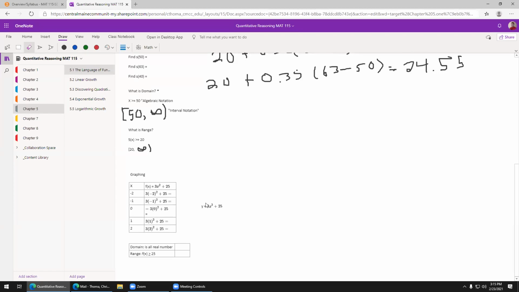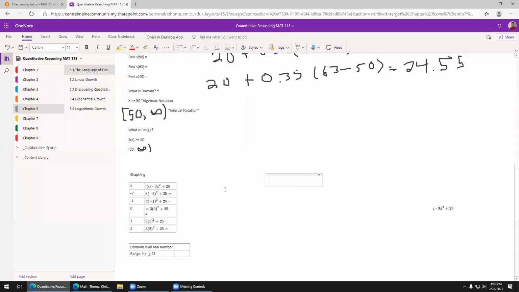So what if we had the function, and I already have this typed out, so I didn't have to make messy handwriting. I'll come back to him in a minute. So we have this function 3x squared plus 25. x is our independent variable. The function is 3x squared plus 25. So now what if I have -2, -1, 0, 1, and 2?